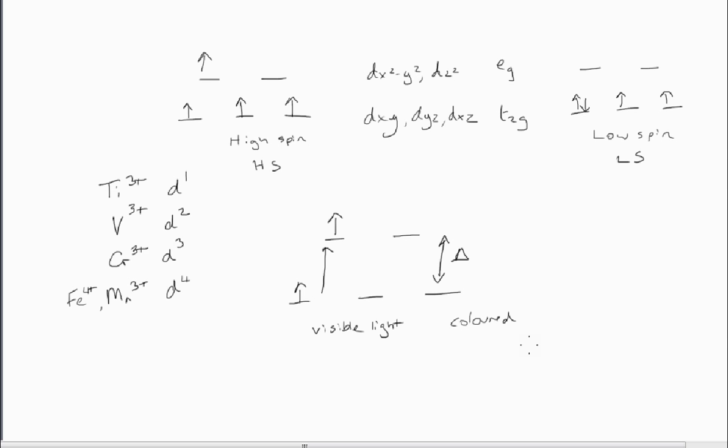The other consequence is in magnetism. You can see from the example above that in the D4 case, if it's high spin, then we can have 4 unpaired electrons.